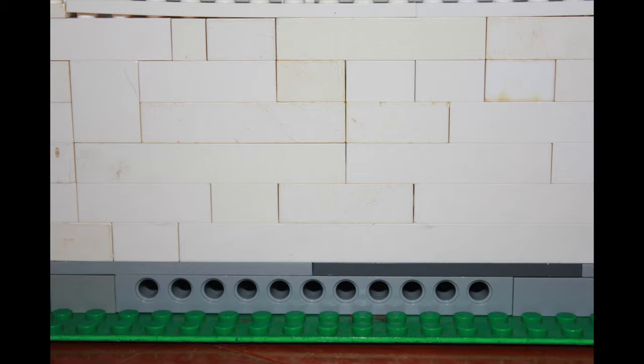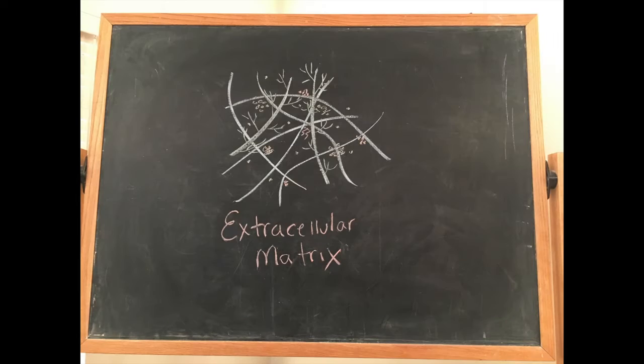Similar to the foundation of a house, the extracellular matrix determines the shape of a cell, or the house. The extracellular matrix provides structural and biochemical support to the surrounding cells. Cell adhesion and cell-to-cell communication are two main functions of the matrix.